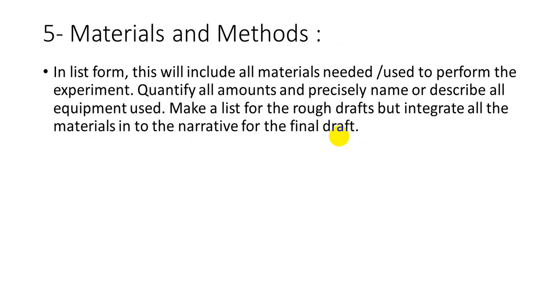Materials and methods. In list form, this will include all materials needed to perform the experiment. Quantify all amounts and precisely name or describe all equipment used. Make a list for rough drafts, but integrate all the materials into the narrative for the final draft.